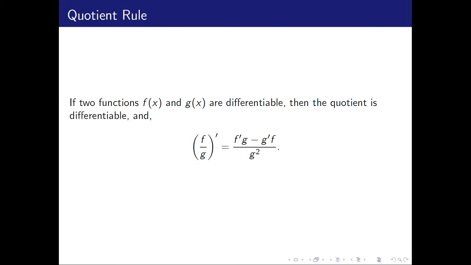Well, the quotient rule says that if two functions, f of x and g of x, are differentiable, then the quotient is differentiable, and that the derivative of f divided by g is equal to the derivative of f times g minus the derivative of g times f, all divided by g squared.